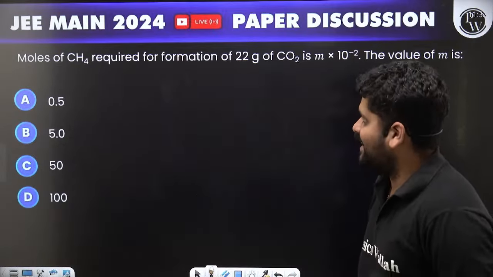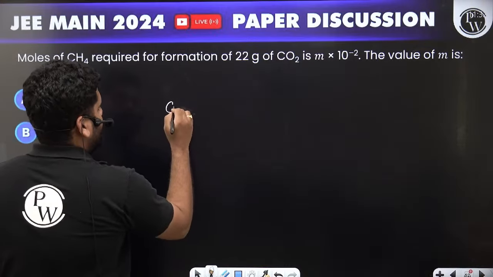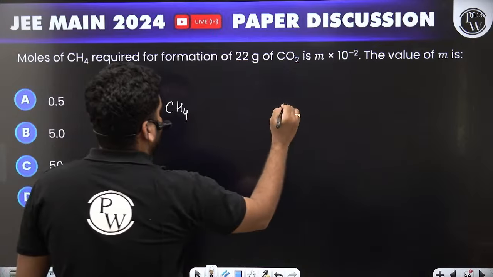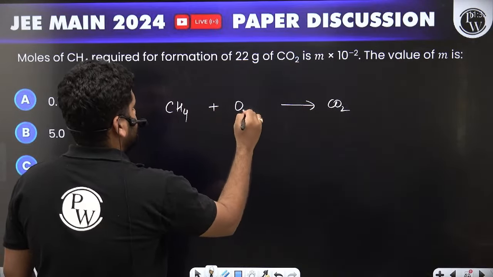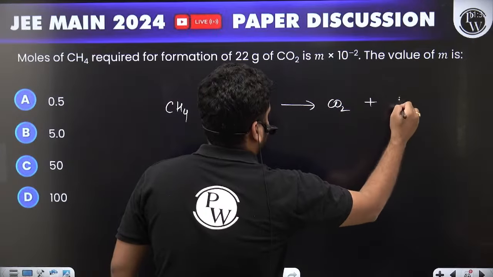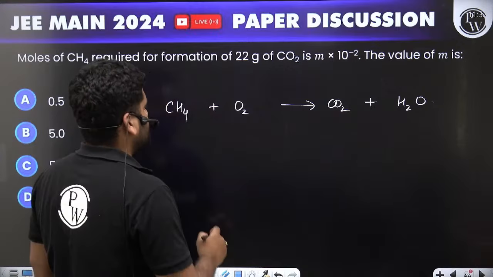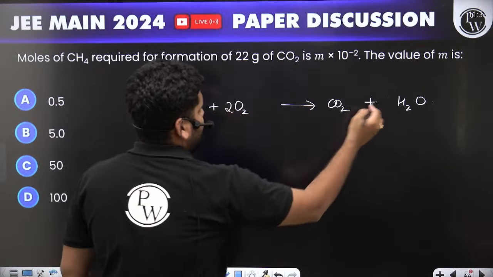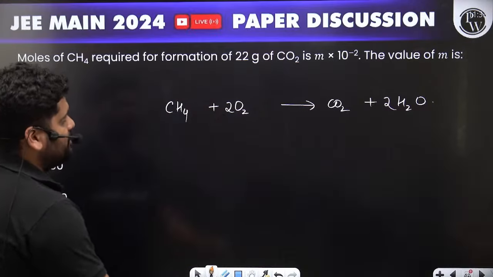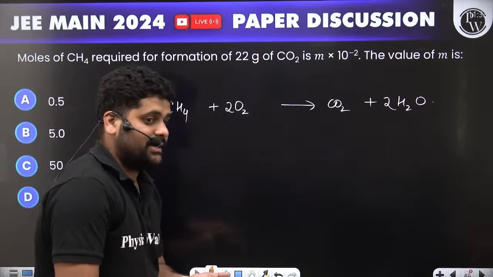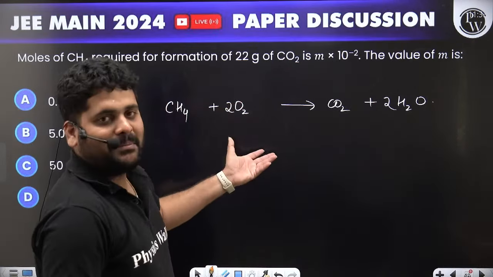We have methane. Methane is required for formation of CO2. From methane, how would you form CO2? By combustion. CH4 plus O2 gives rise to CO2 plus H2O. Anyone can do this. Balance it: CH4 plus 2O2 gives rise to CO2 plus 2H2O. Right. So those who are in 11th standard, even those who have just started 11th class, will be able to do this question.